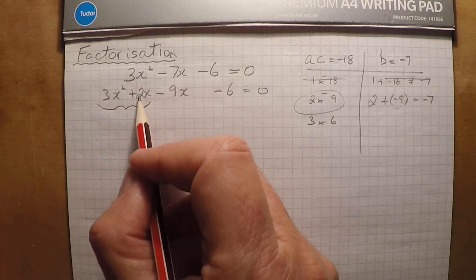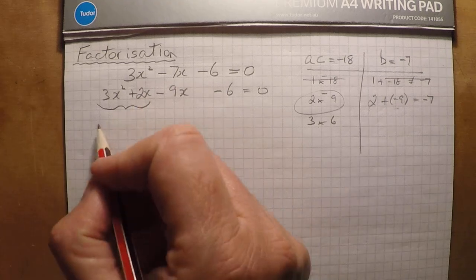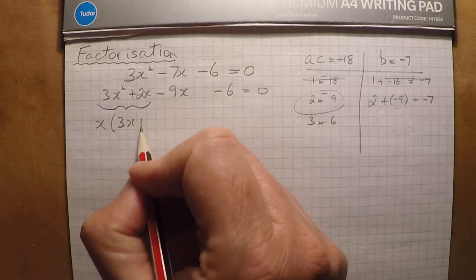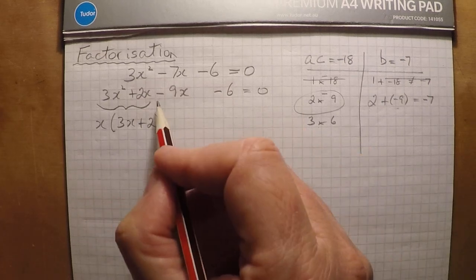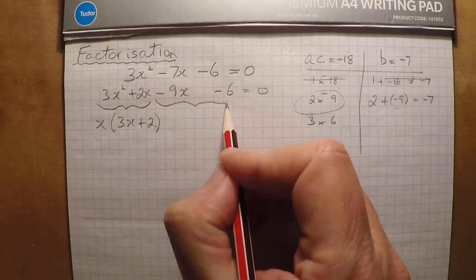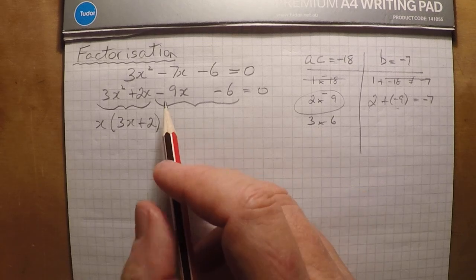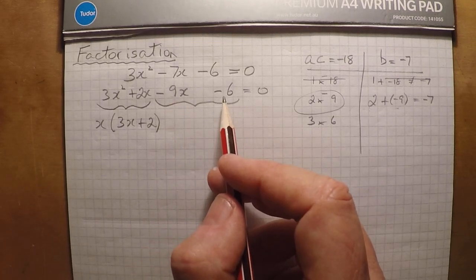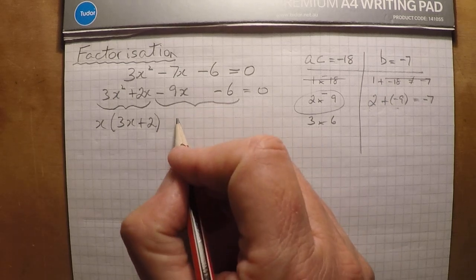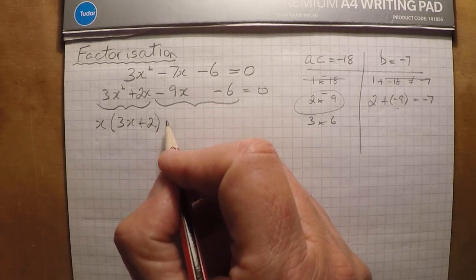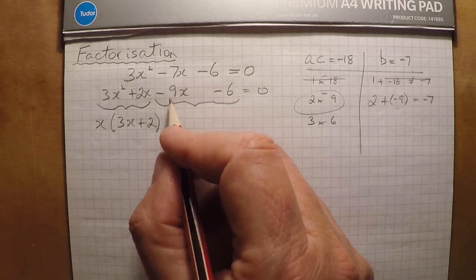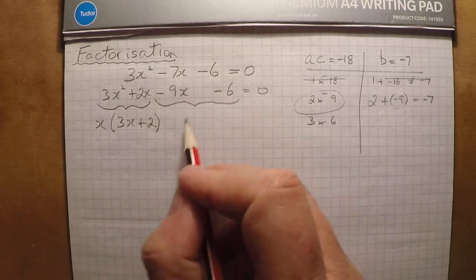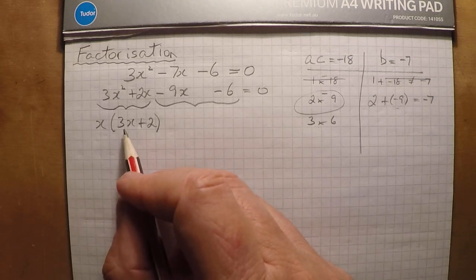Well, 3 and 2 have nothing in common. X squared and x, we have a factor of x, leaving 3x plus 2. Now look at the second two terms. I can think of a factor of 3. If I use positive 3, I'll end up with negative terms inside the brackets. Now I want the brackets that form here to be the same as this.